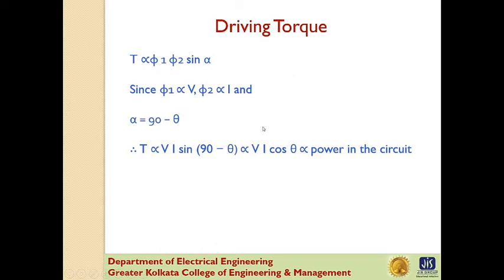So it is clear that the direction of the driving torque on the disc depends upon the direction of power flow in the circuit to which the relay is associated. When the power in the current circuit flows in the normal direction, the driving torque and the restraining torque help each other to turn away the moving contact from the fixed contact. Consequently, the relay remains inoperative.